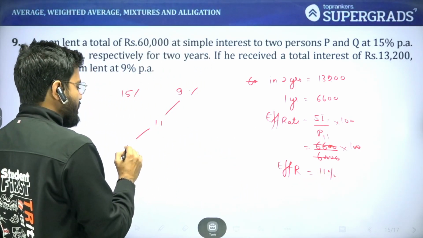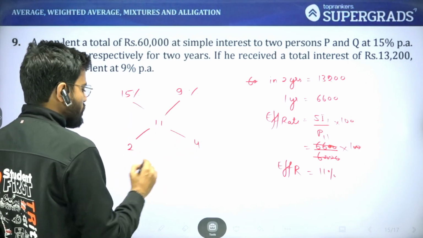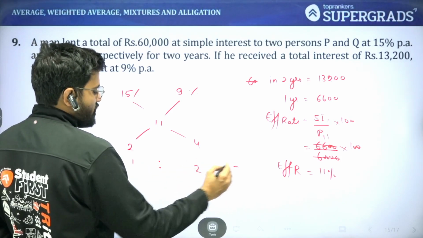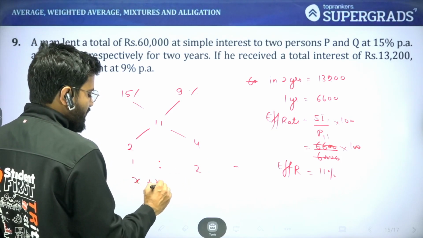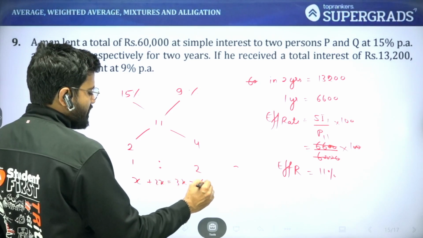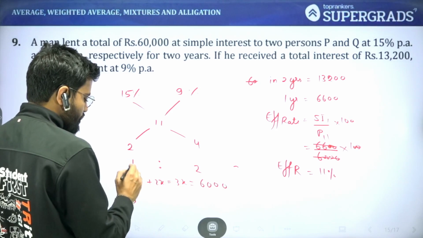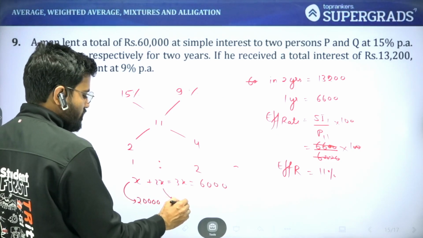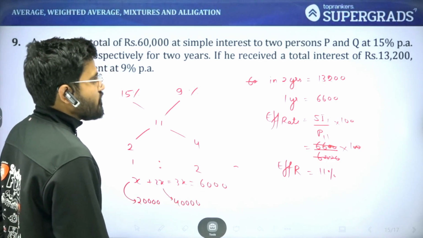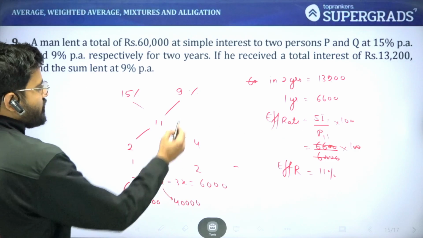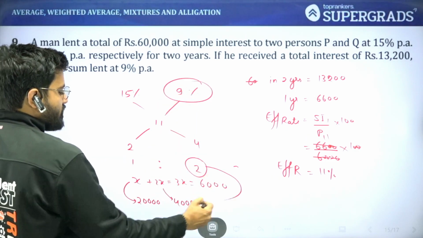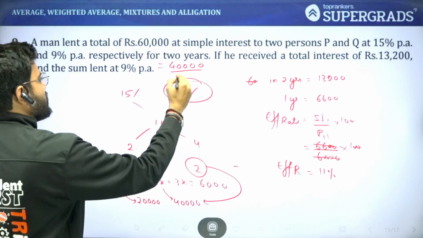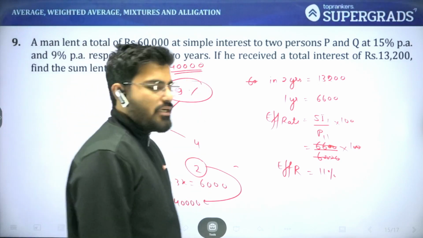So 9 and 11, difference is 2. 15 and 11, difference is 4. So the ratio is 1 is to 2. If this is x, this is 2x, then the total is 3x. 3x is 60,000, so x is 20,000, and 2x is 40,000. So what is the sum lent at 9%? In 9%, this is 2, which means 40,000. So the sum lent at 9% is 40,000. This is your answer. As simple as that.